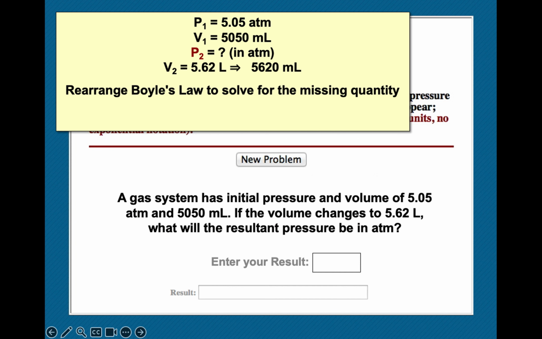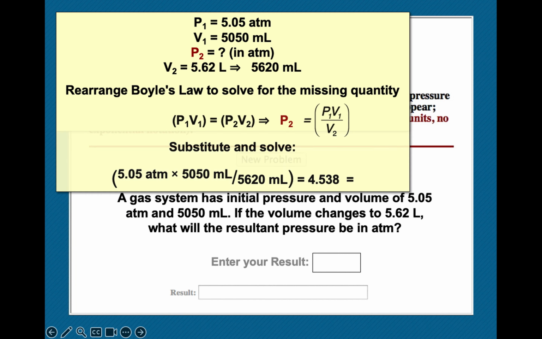So let's take our Boyle's law, P1 V1 = P2 V2, rearrange it, and solve for P2. P2 = P1 V1 over V2. We will cancel milliliters down here. 5 times 550 divided by 620. We get this number, 3 significant figures, 4.54. Any questions?